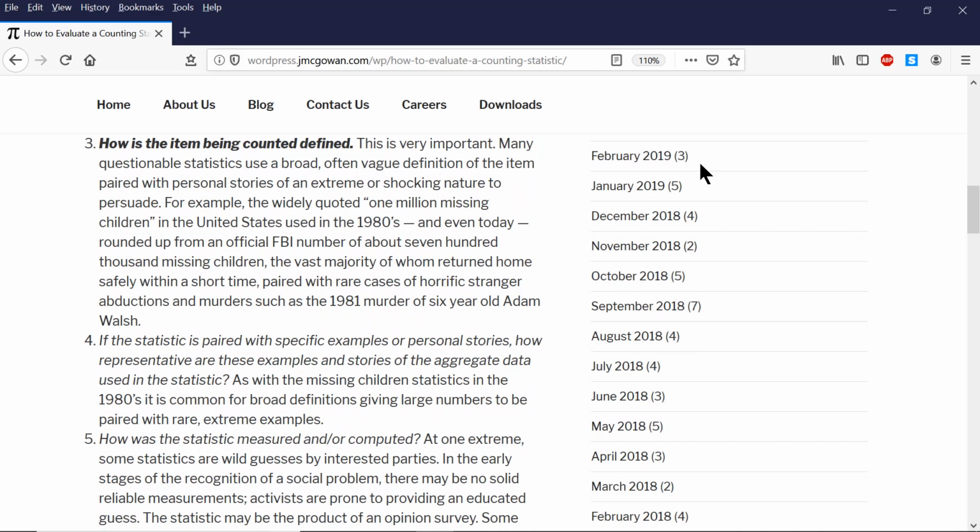One of the most important things about a counting statistic is to find out and analyze the definition of the item, like missing children, for example. What does that actually mean? In the 1980s, a figure of 1 million missing children each year in the United States was widely quoted. You still see it today. It was produced by rounding up from an official FBI number that covered a lot of different cases. A substantial fraction, maybe 100,000 or so children, are reported missing because of some kind of miscommunication situation.